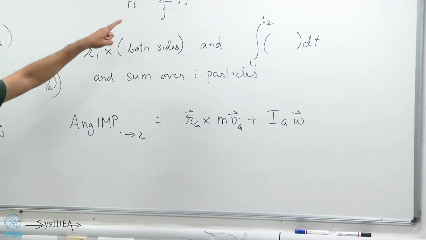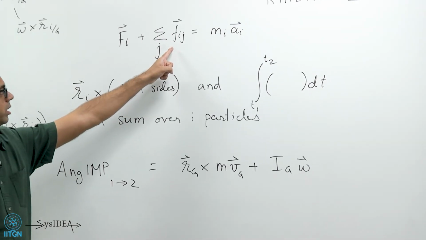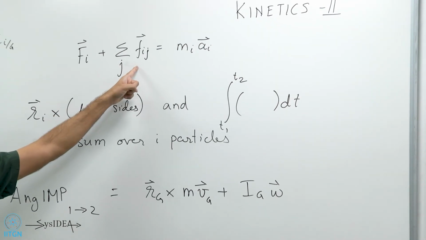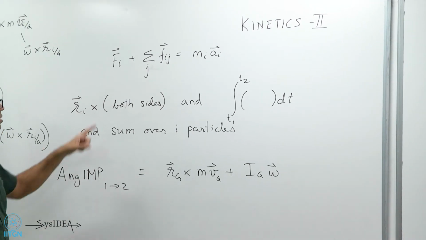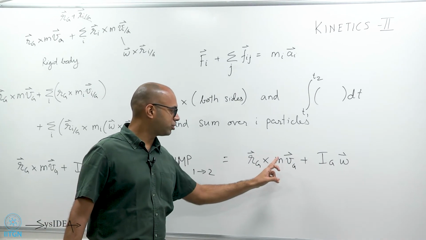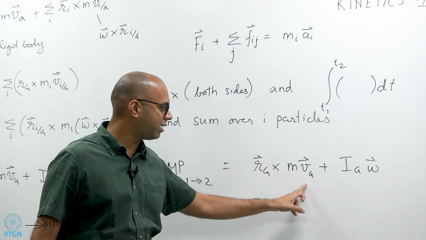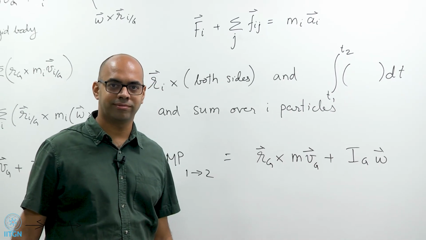And although we didn't discuss this, in this angular impulse, all the terms due to the internal forces cancel out, and so you are only dealing with angular impulse due to all the external forces. That is equal to Rg cross total mass times velocity of center of gravity plus moment of inertia about the center of gravity times omega.